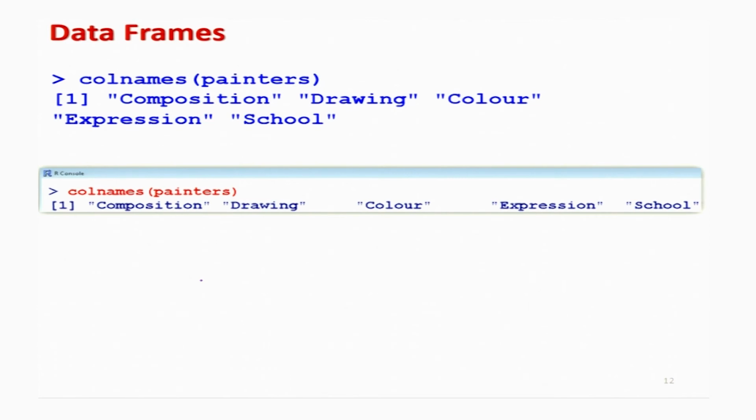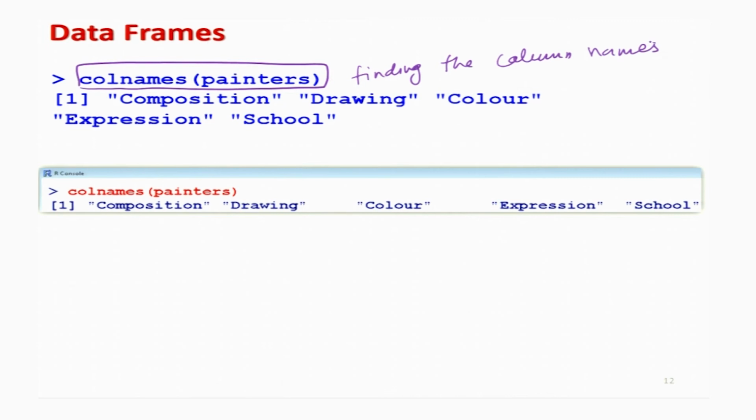So let me show you these things on the R console, but before that, as you have learnt about the row names, similarly we have one more function for finding the column names, right? If you operate it, you see here composition, drawing, color, expression, school; it comes out like this.